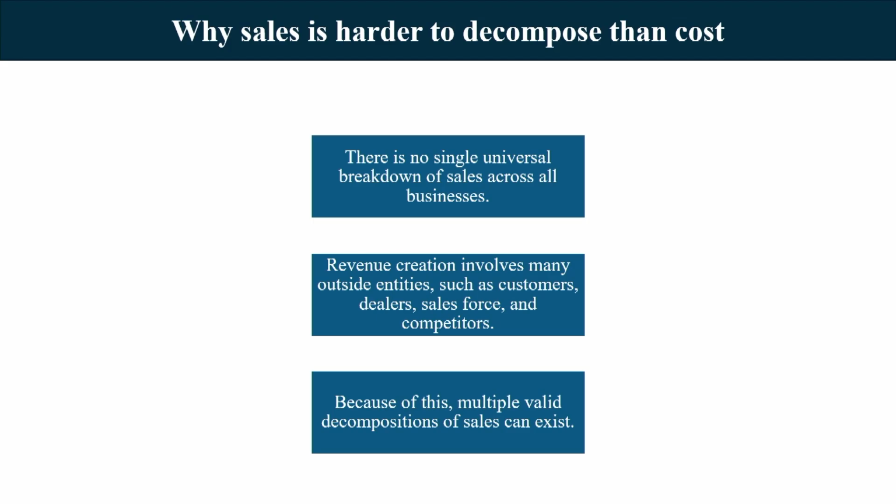Revenue creation involves many outside entities. As we have already mentioned, these entities will involve the customers, the dealers, the sales force and the competitors. Because of this, multiple valid decompositions of sales can exist, right. But on the other hand, cost has to be decomposed only in terms of a defined set of metrics: cost of goods sold, general administrative cost, cost related to interest, cost related to taxes.